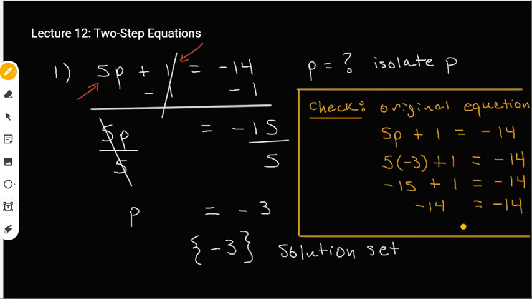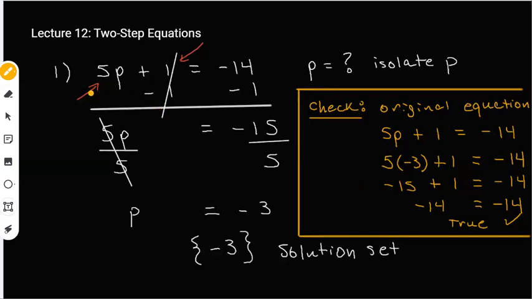So I get negative 14 is equal to negative 14. That is true. So I write true down and I put a check mark. So that's what you have to do to check your answer. You have to start off with the original equation that they gave you. And then you're just testing to make sure that negative 3 actually belongs in the solution set or not. That's what you're trying to figure out.